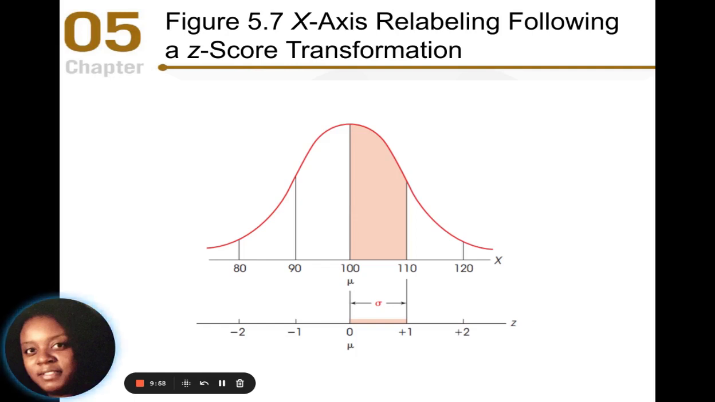When we look at the x-axis and how we can relabel it after there's been a z-score transformation, we can see in this example that relabeling has happened, and the distance that is equivalent to 1 standard deviation on the x-axis, which is 10 points in this example, is going to correspond to 1 point on the z-scale score.